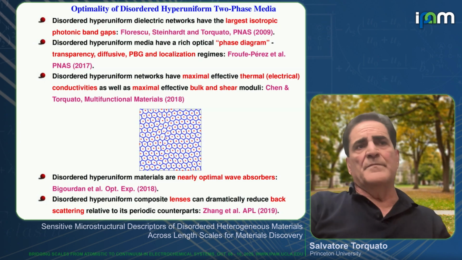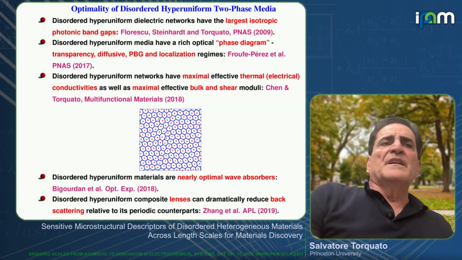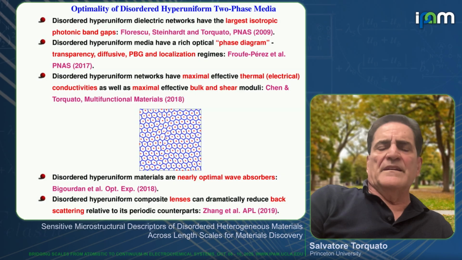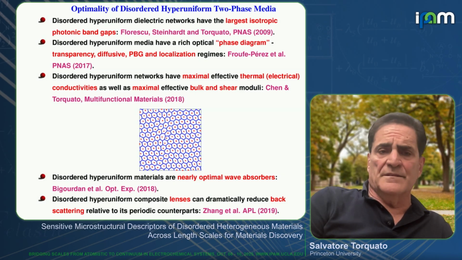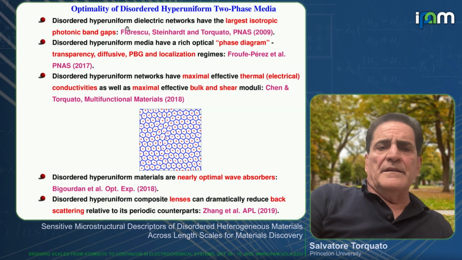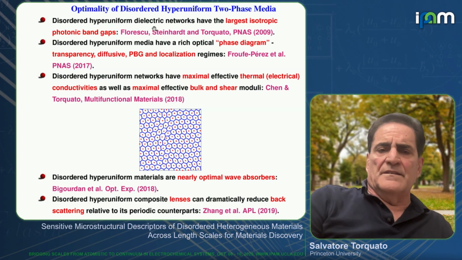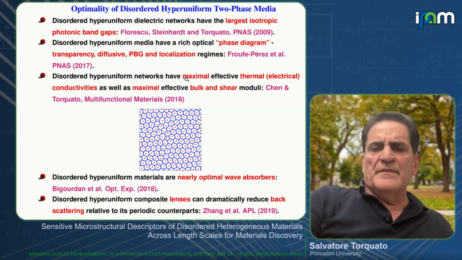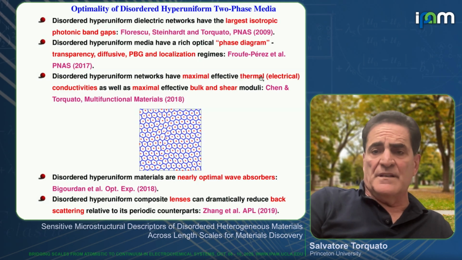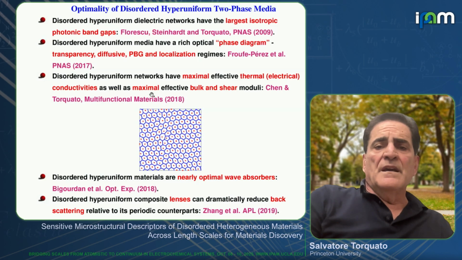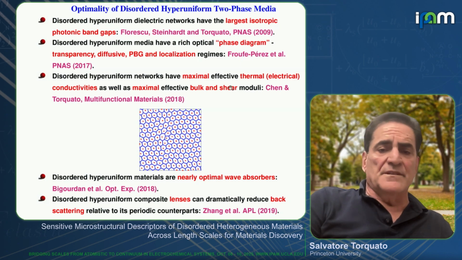Because in the case of photonic crystals, you have preferred directions and the band gaps are not going to be uniform for all directions. And you can create crazy waveguides as a result of this. Disordered hyperuniform media have an optical phase diagram. This was done by another group. Disordered hyperuniform networks also have maximal effective thermal conductivity or electrical conductivity, as well as maximal effective bulk and shear moduli.